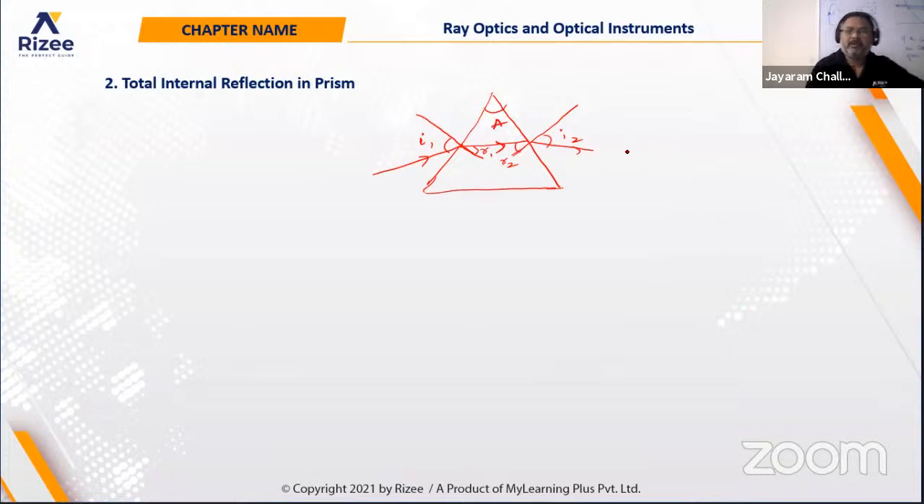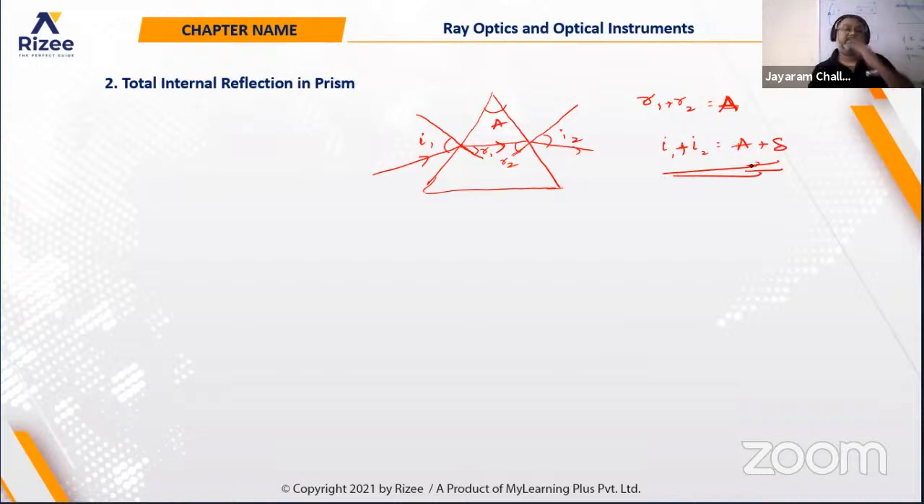Now, according to the rules of the prism, you can write R1 plus R2 is equal to the angle of the prism, A. And I1 plus I2 is equal to the angle of the prism plus the deviation. These are your basic laws for this particular case.